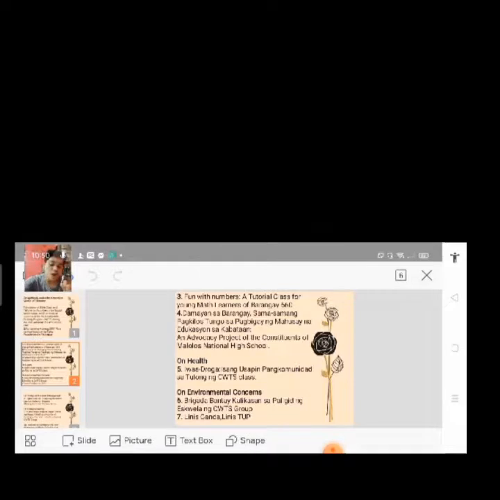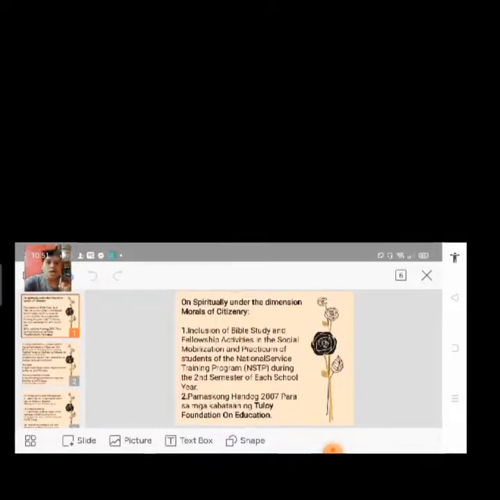So these are the activities that will develop the moral dimension of citizen. Mao ni ang upat ka mga activities nga belong sa spiritual.